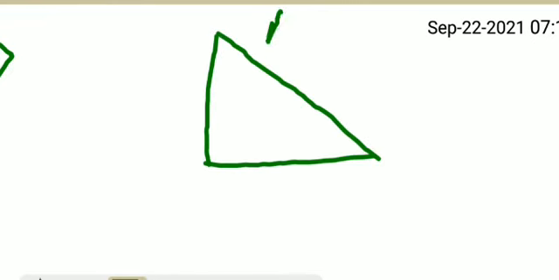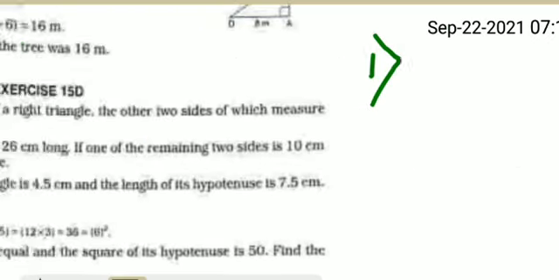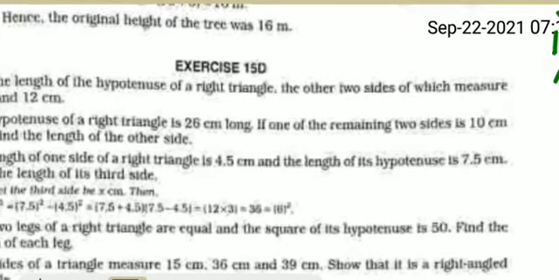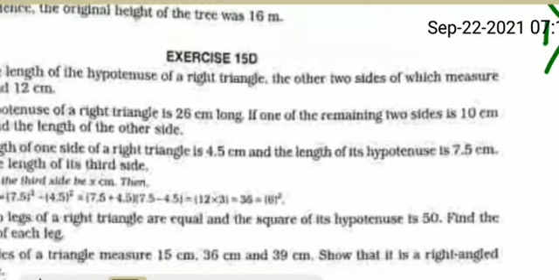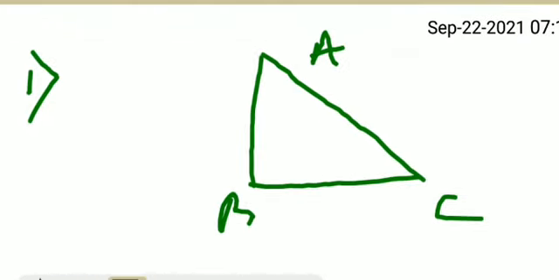Here given the name ABC. Students, here two sides are given. The other two sides are given as 9 cm and 12 cm, so the other two sides means AB and BC. Suppose that AB is 9 cm and BC is 12 cm. So you have to find this one, that means AC.